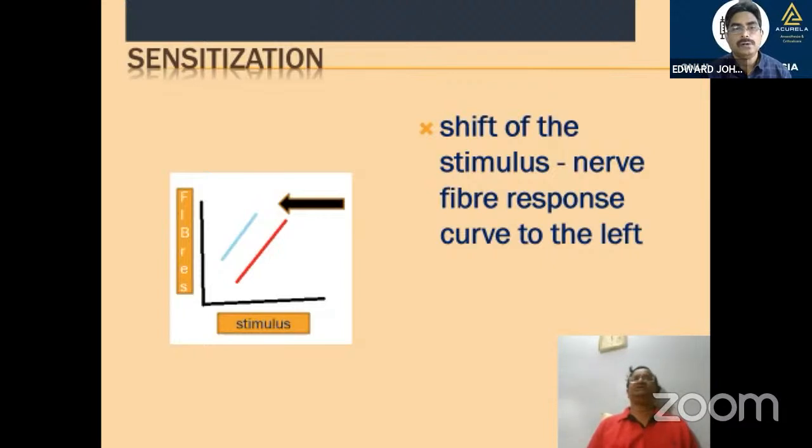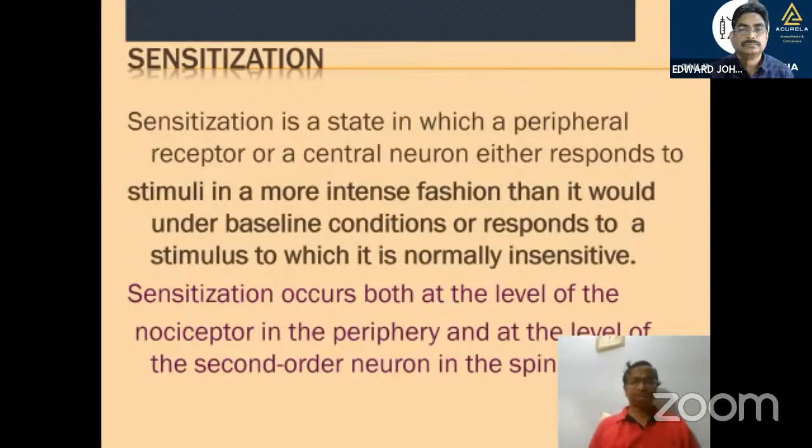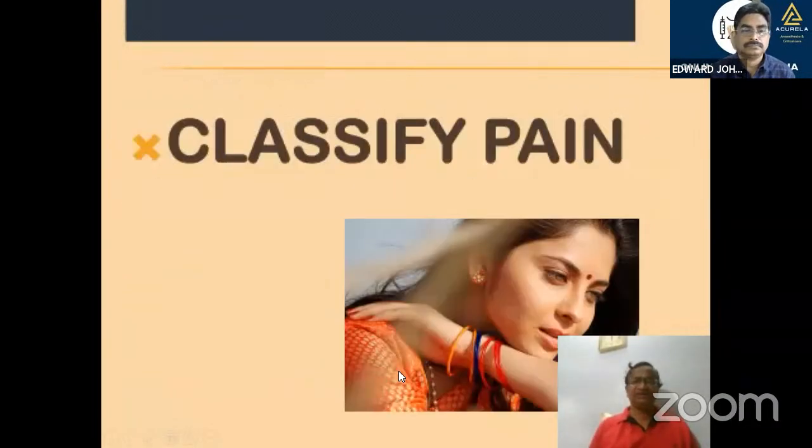Now, what is sensitization? We all said hyperalgesia is due to sensitization. If the stimulus pain is more, it means the curve shift is to the left, then it is called hyperalgesia. If the fiber response is more, then it is called sensitization. This is more of an electrical sensitization, that is more of a clinical hyperalgesia. So it means a peripheral receptor or a central response in a more intense fashion. It can occur in the nociceptor in the periphery, or it can occur in the spinal cord.